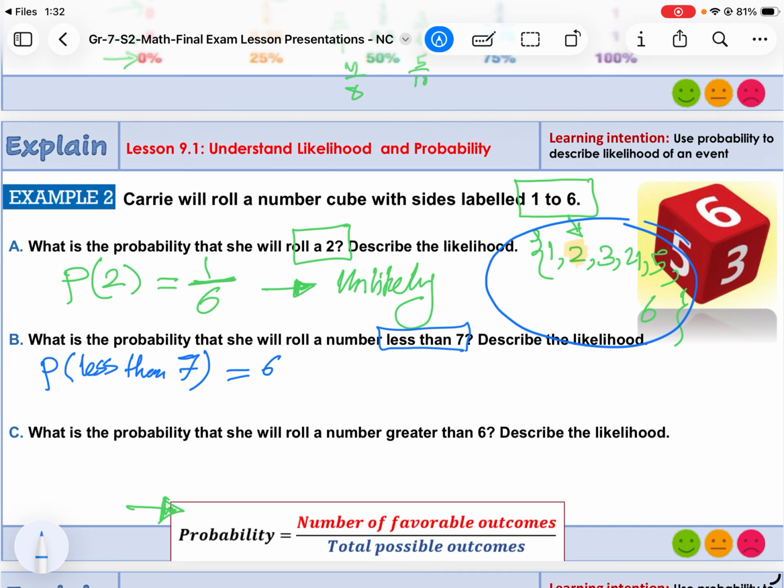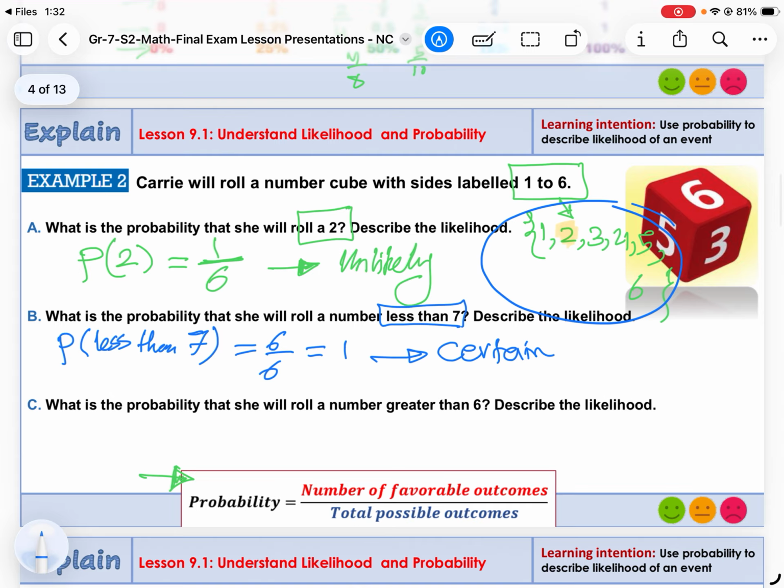So I'm going to take 6. That will be all of them, 6. And the total outcomes, that's 6. And if you guys simplify it, 6 divided by 6 equals 1. So the likelihood will be certain. Certainly, you guys are going to get a number less than 6. Less than 7, I mean.